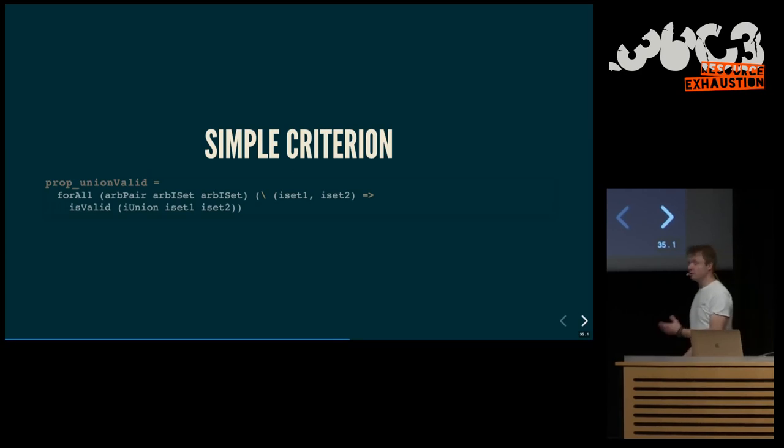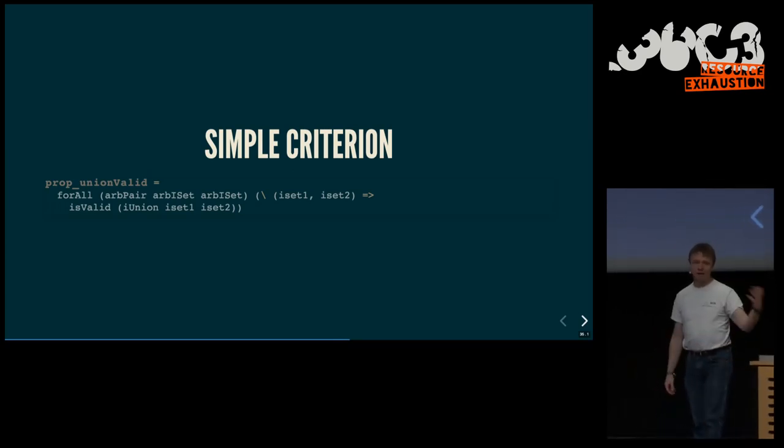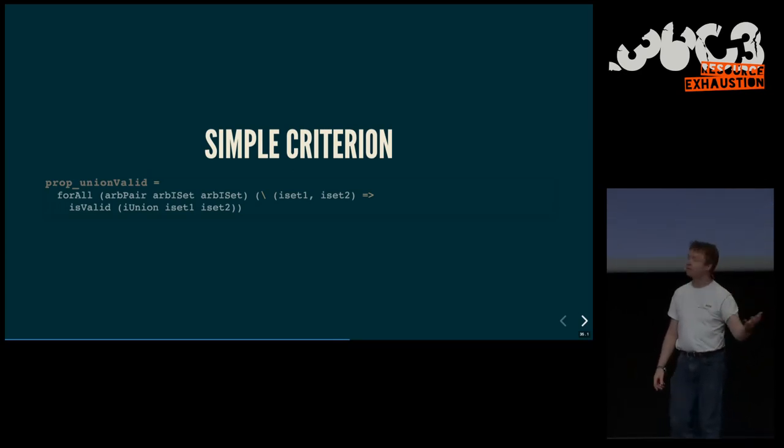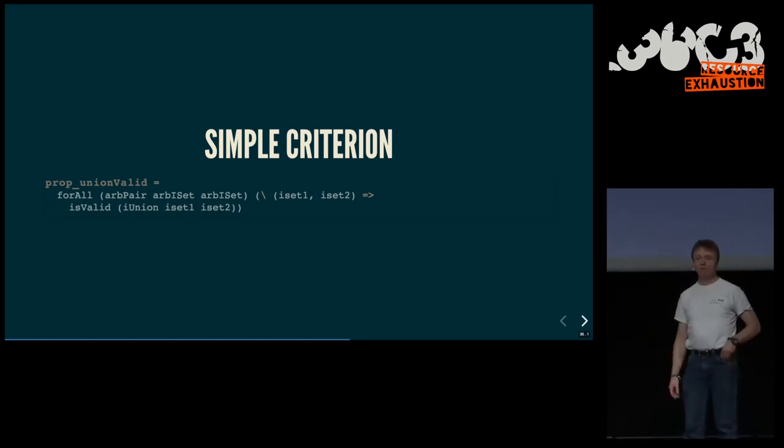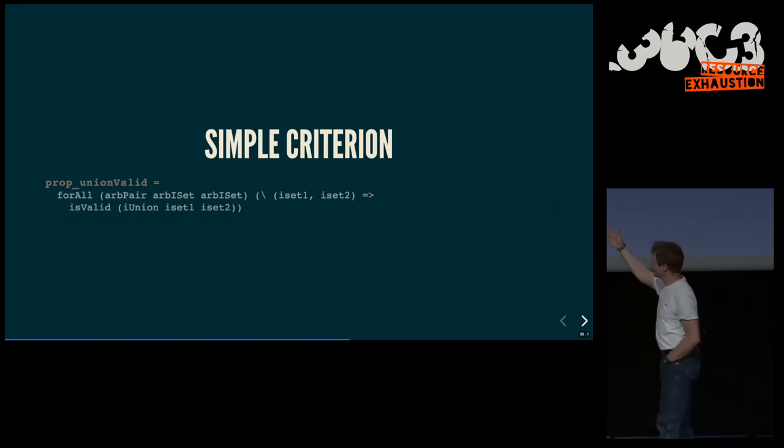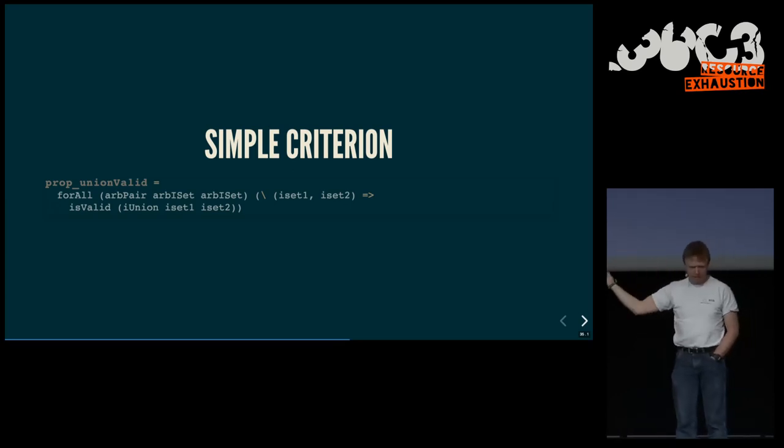Well, what we do is we write down properties. Of course, we could write down associativity. I'll leave that as an exercise. Another one is just a very simple property that says, for all pairs of two arbitrary interval sets, we want the union of those two interval sets to be a valid data structure. We want the union function to preserve validity.